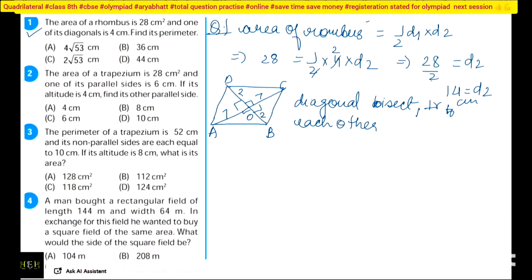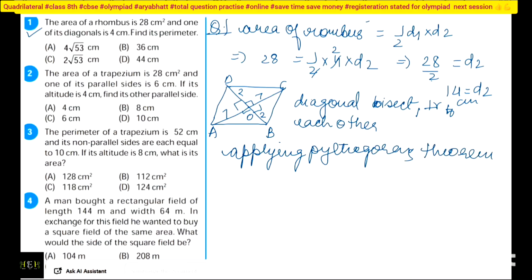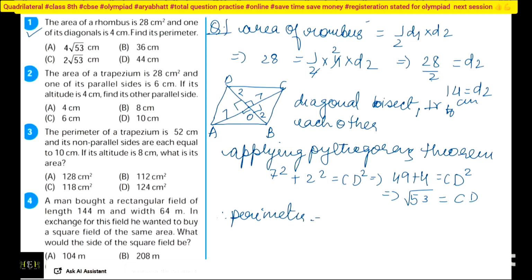Now what will I do? Applying Pythagoras theorem. So when I apply Pythagoras theorem, I will see that 7 square plus 2 square is equal to CD square. Now this implies that 49 plus 4 is equal to CD square, or I can say that root 53 is equal to CD. Now perimeter will be what? All the sides of a rhombus are equal. Therefore the perimeter will be 4 into root 53 centimeter. Why? Because all sides are equal. So the option will be A.